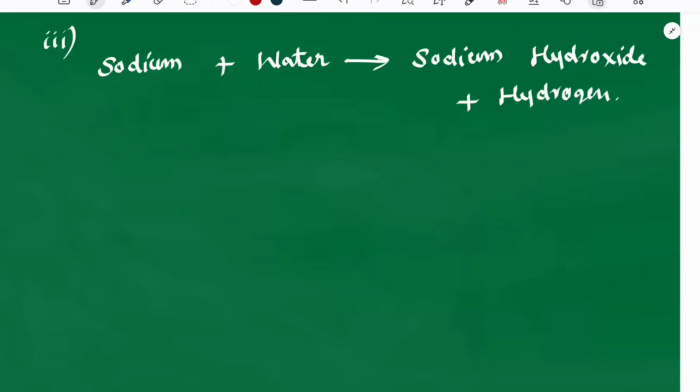Sodium is monoatomic. Why? Because most metals are monoatomic. So sodium means Na, and the water formula is H2O. Sodium hydroxide, what is the formula? NaOH. And what about hydrogen? Already I said clearly, H2.